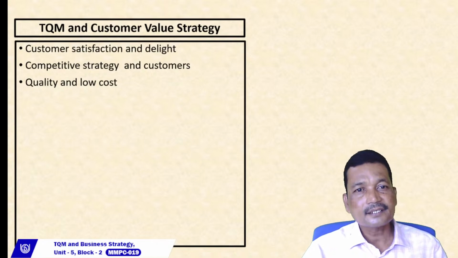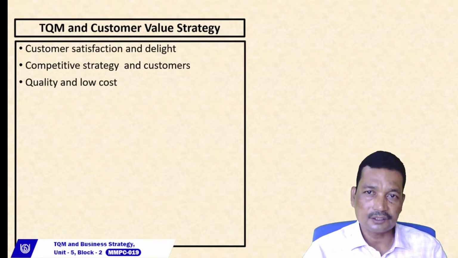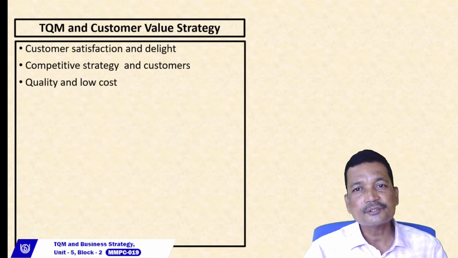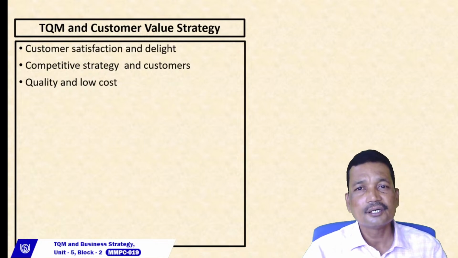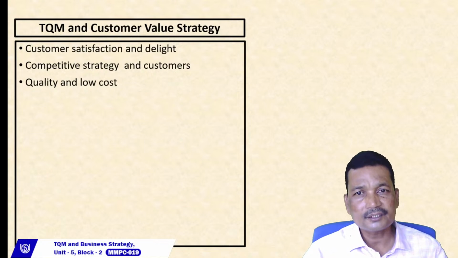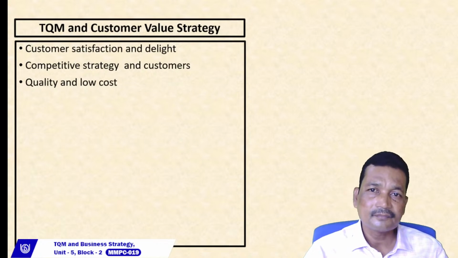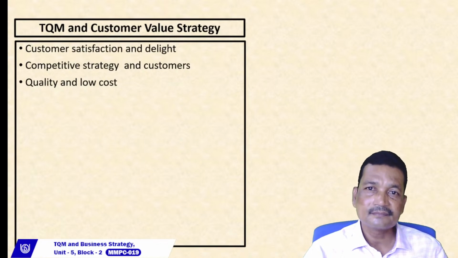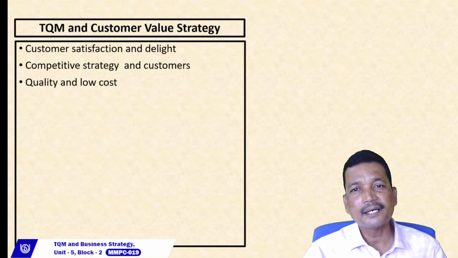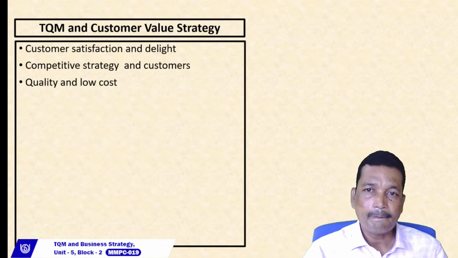The third aspect in customer value strategy is quality and low cost. Customers always want as many features as possible, as many functionalities as possible in the products they are purchasing. But with regard to price, it should be the barest minimum.